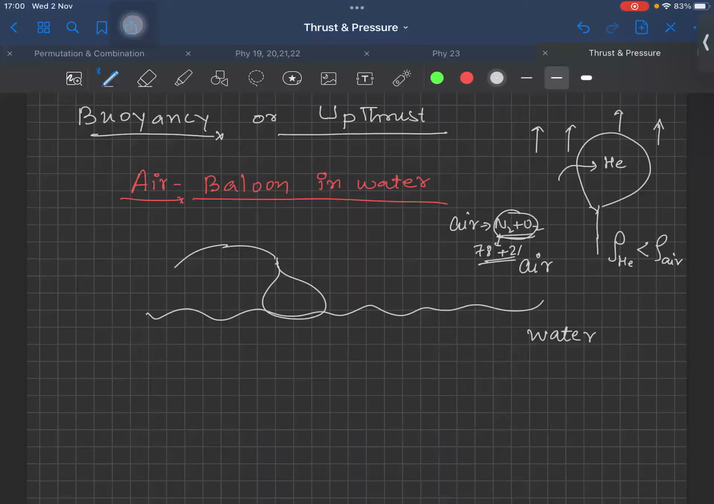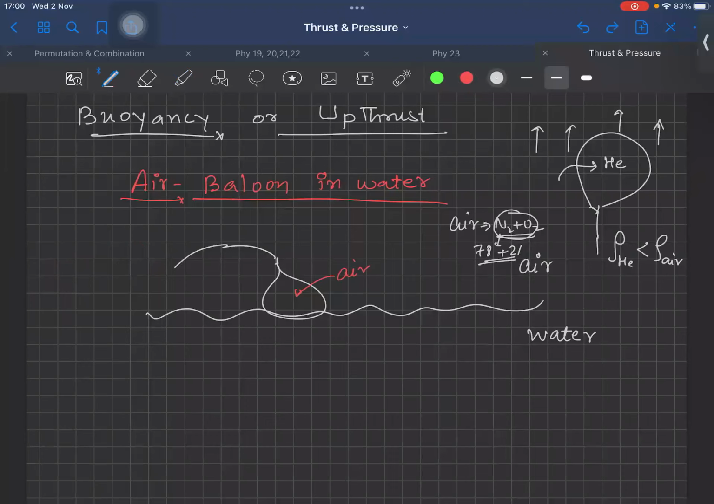Now, if you fill this balloon with air, ultimately the balloon will rest on the ground or on the surface of water, if you have kept it there. Suppose you have a birthday balloon and you hang it, it will keep on hanging there itself. It won't fly away. Why? Because the density of the air inside the balloon is equal to the density of the air outside, because the outer atmosphere is also air. That's why the balloon will stay there. Got it?